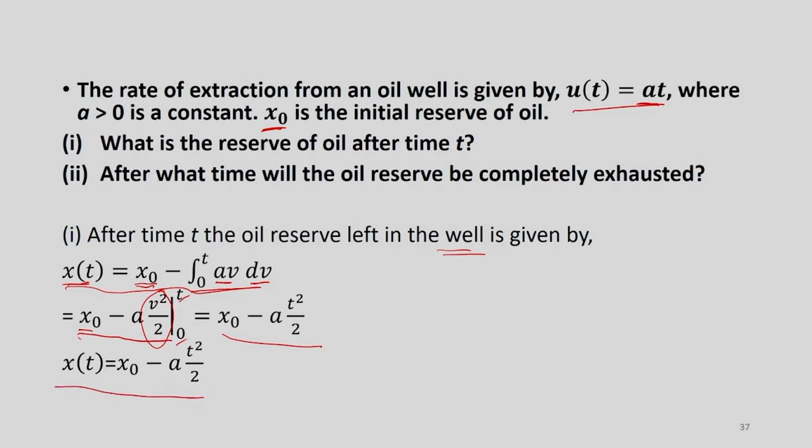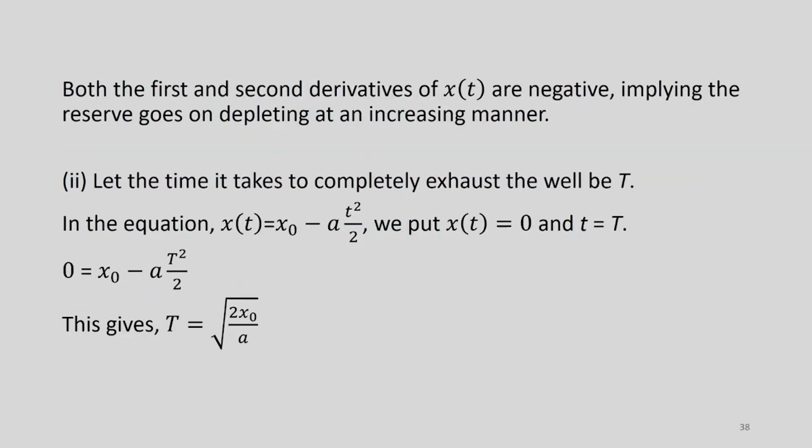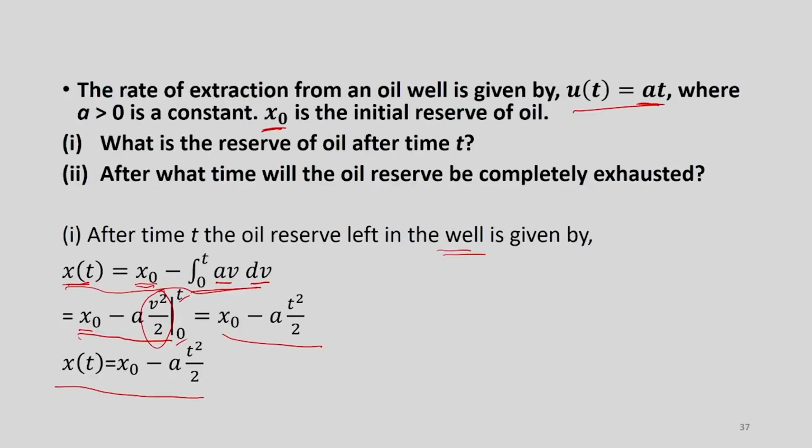X(t), that is the oil that is left after time t, is equal to x0 minus a times t square divided by 2. As you can see, the first and the second derivatives of x(t) are negative, implying that the reserve goes on depleting at an increasing rate. As t rises, this part is rising, so x(t) is declining, and not only is it declining, it is declining in an increasing manner.